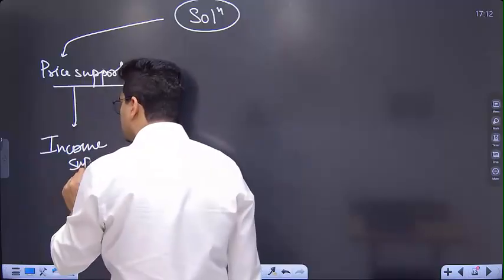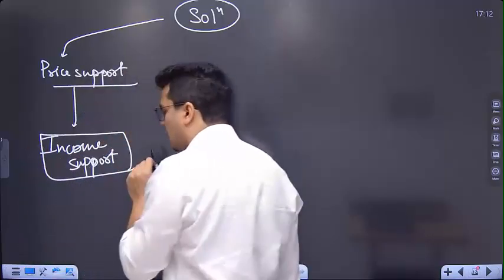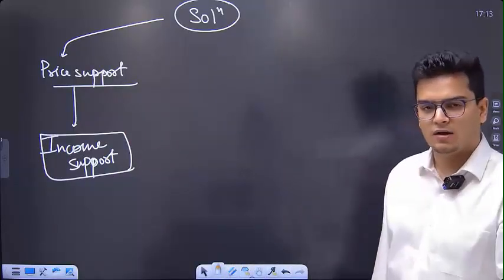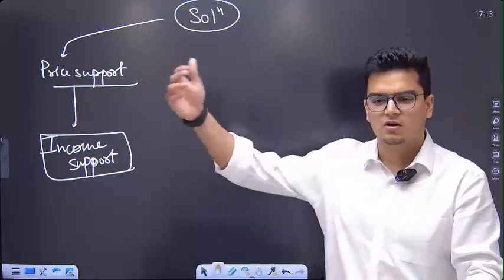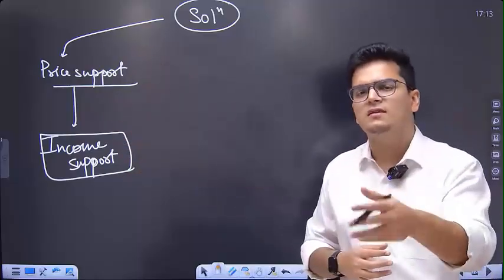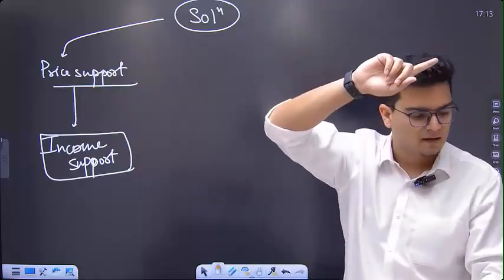Income support such as PM Kisan, where all farmers are going to get 2,000 rupees every quarter. So 6,000 rupees a year in 3 installments, so that everyone gets income support. Now they can grow whatever they want, and their price will be determined as per the market demand.